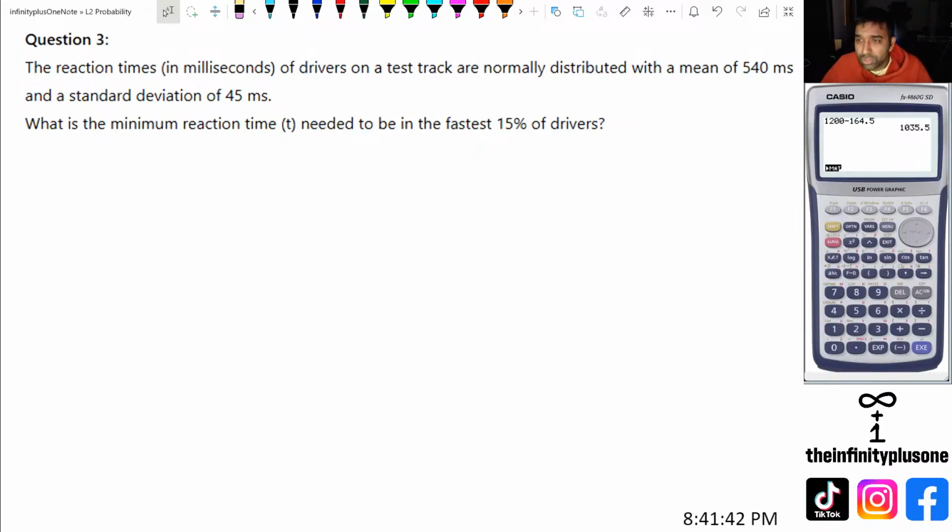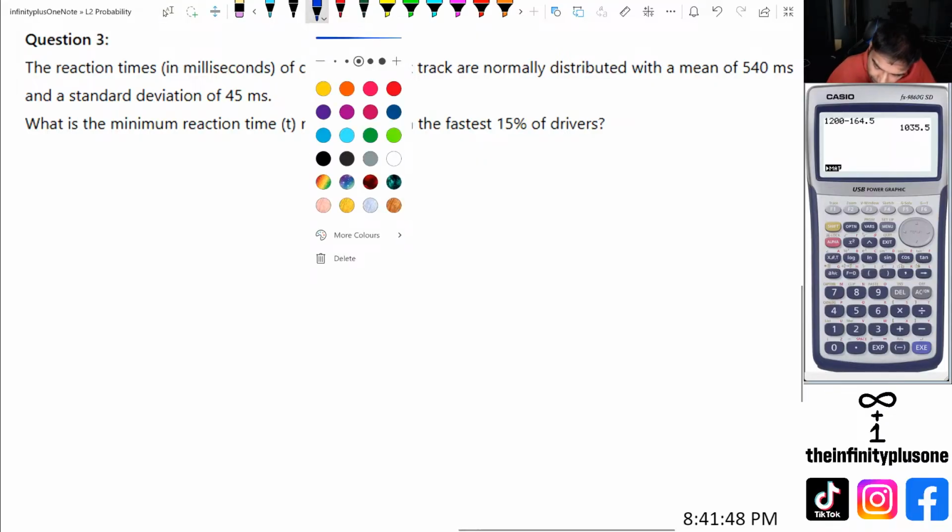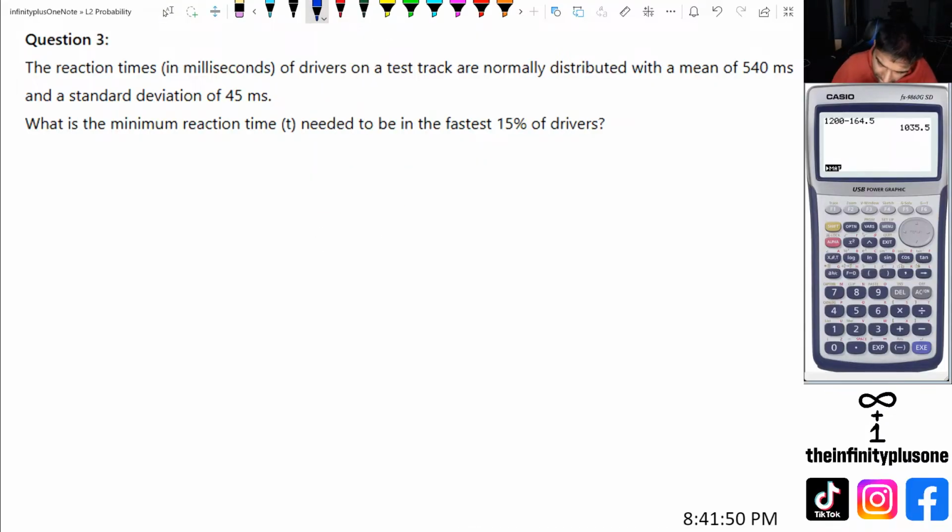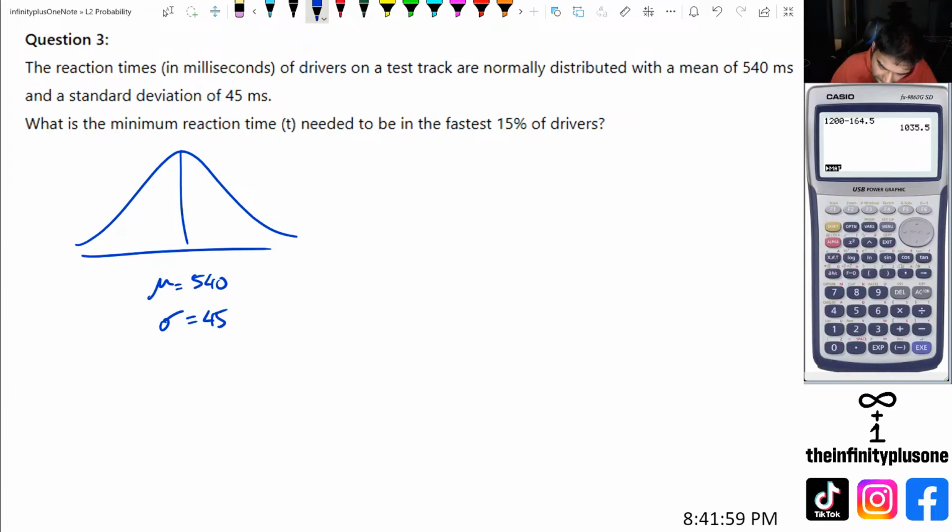All right, guys, we're going to do this last question and then we're going to call it for the night. So, last question here. I'm going to draw this out. The mean is 540, standard deviation is 45. We've got reaction time, test track, normally distributed. What's the minimum reaction time needed to be in the fastest 15% of the drivers? So, the fastest 15% of the drivers.